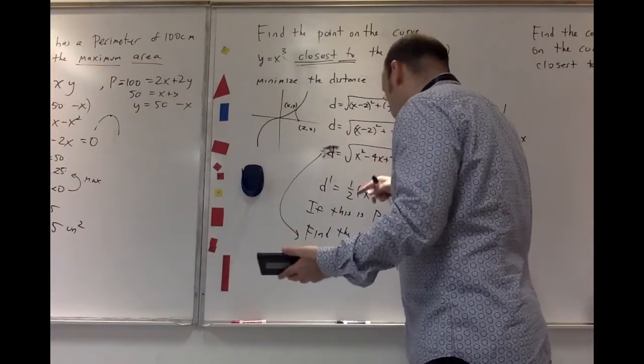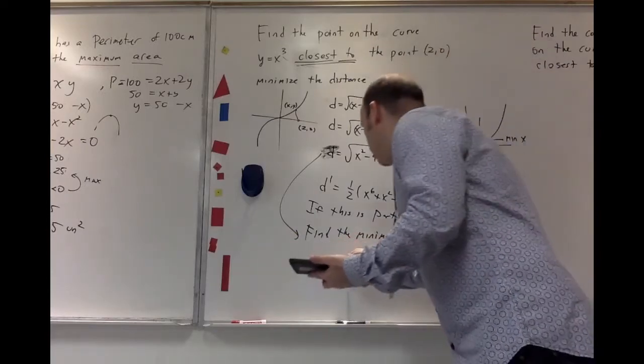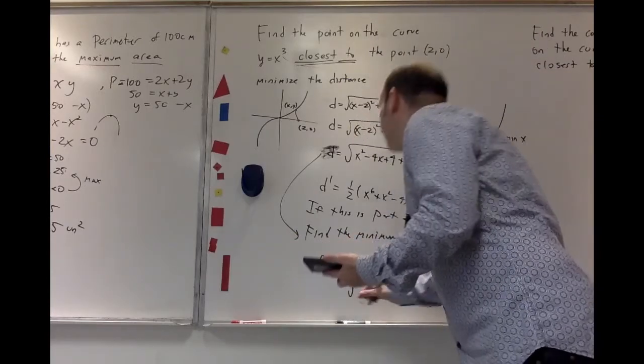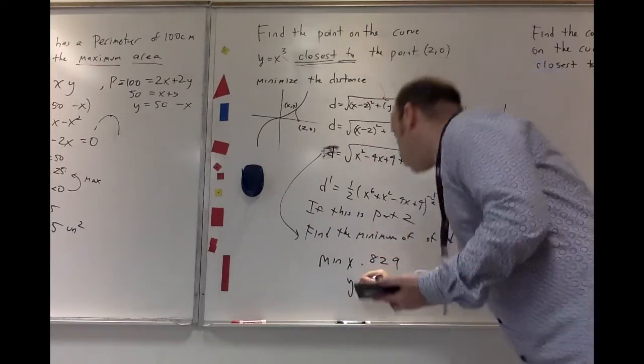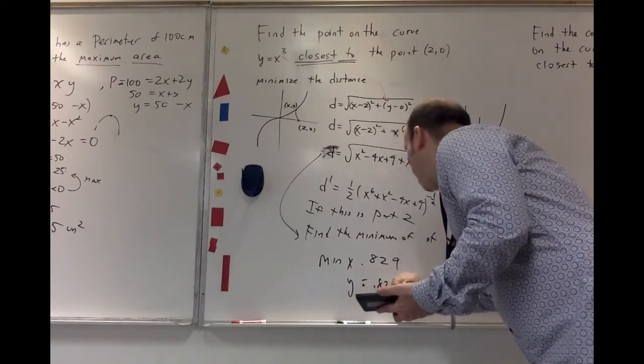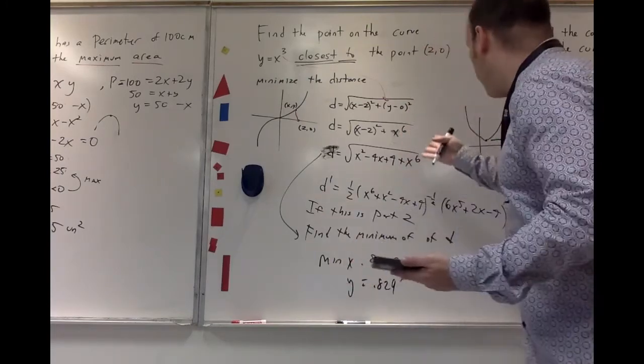So you have a distance. Here's your function. Plug it in the calculator. Find your minimum value. Find your x, and then your y is 0.829 cubed. And that's the answer. That's how we're going to do this problem.